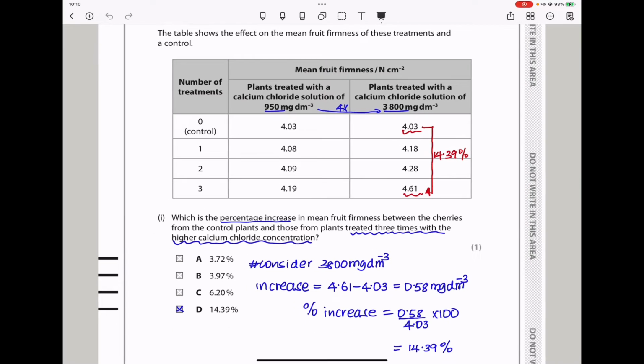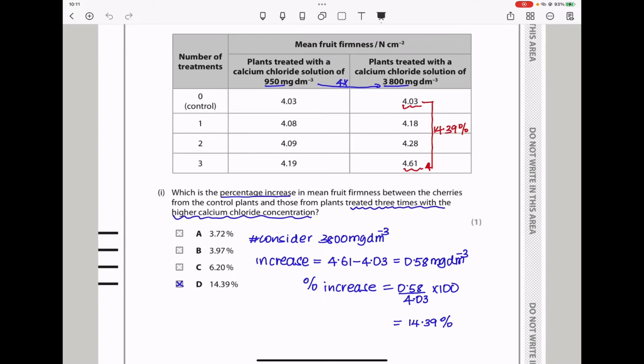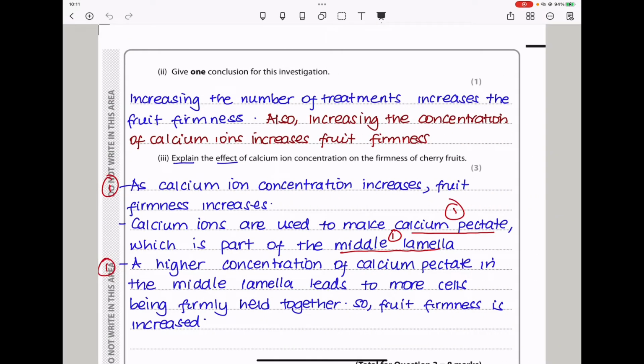So they say, which is the percentage increase in mean fruit firmness between the cherries from the control plants and those from the plants treated 3 times with a higher calcium chloride concentration? So considering that, which is the higher treatment, the increase is going to be that, and so the percentage increase is going to be that, divided by that, times 100, which is 14.39, and the answer is going to be D. Moving on.